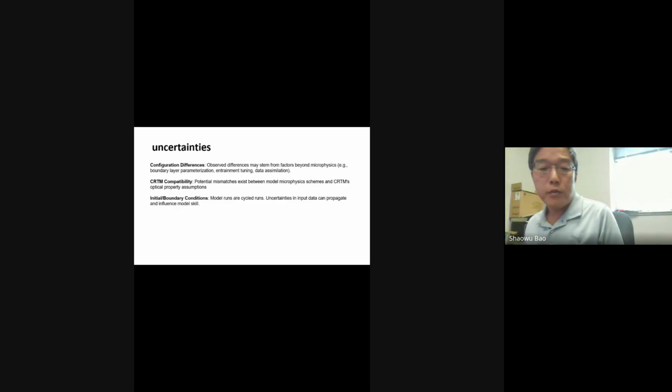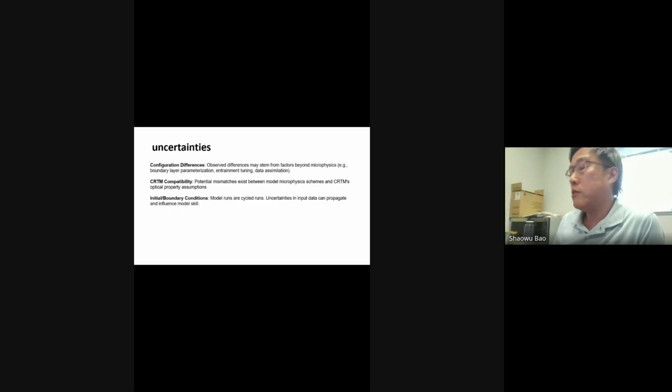Another uncertainty comes from the CRTM, because potentially there are some mismatches between the model microphysics and the CRTM. We use optical property assumptions, and these optical property tables. We use the GFDL and the Thompson scheme, but the tables for GFDL and the Thompson schemes.